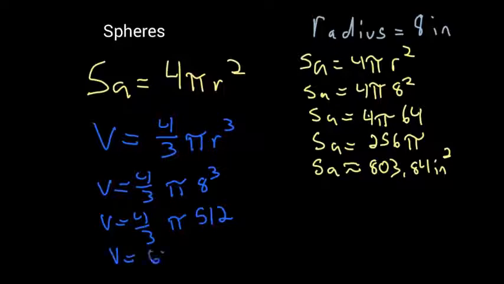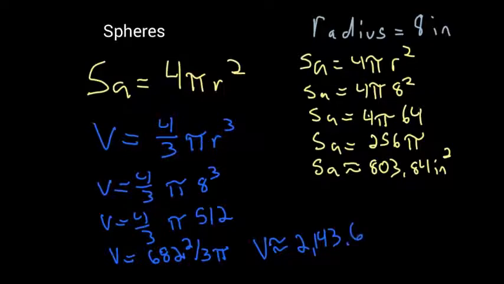682 2/3. Oops, wrote that backwards. 682 2/3 pi. So then you multiply that times 3.14 to get our approximation for our volume. So volume is about 2,143.6, and that is inches cubed. So we'll do a couple more of those.